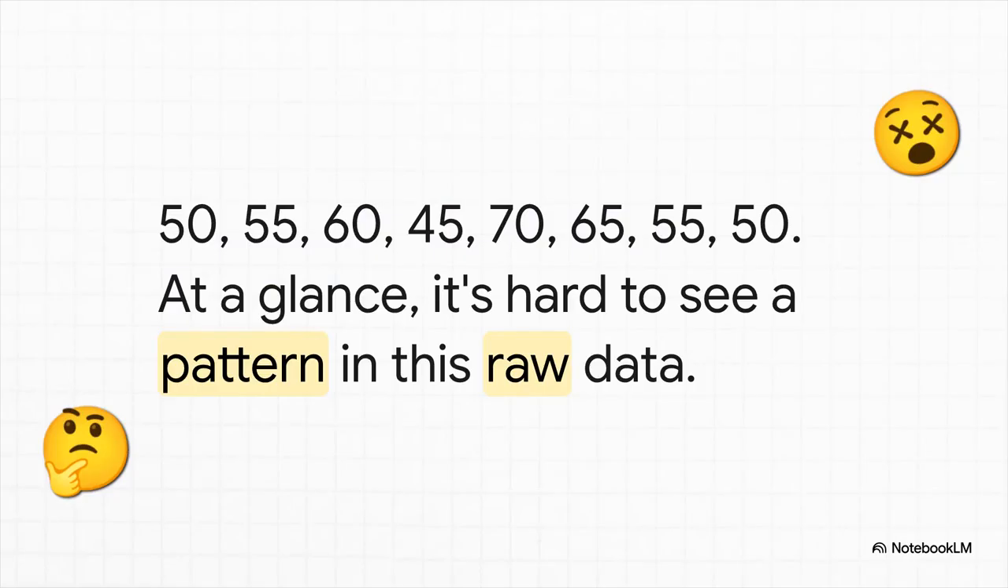So, take a look at this list of numbers from our source material. Right now, they're just numbers. What do they even mean? Is there a pattern hiding in there? It's pretty much impossible to tell just by looking. This is what raw data looks like, and honestly, it's waiting for us to give it some meaning.